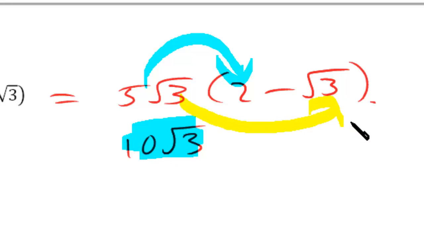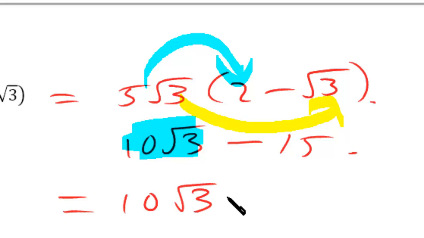And we've also got 5 times the square root of 3 times minus root 3. Well, a plus times a minus gives me a minus. Square root of 3 times the square root of 3 is just equal to 3. Times that by 5 gives me 15. So my final answer is 10 root 3 minus 15. Just highlight that that's the root 3 times the minus root 3. 5 root 3 times minus root 3.